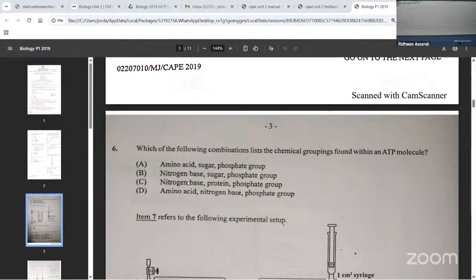So nitrogen base, that's correct. Adenosine triphosphate does have a nitrogen base. It does have a phosphate group. That's the obvious part. Right? Now, does it contain a sugar or protein? Think about where it comes from. A sugar, right? You use glucose to make it. So it would have a sugar. So the answer for 6 would be B.